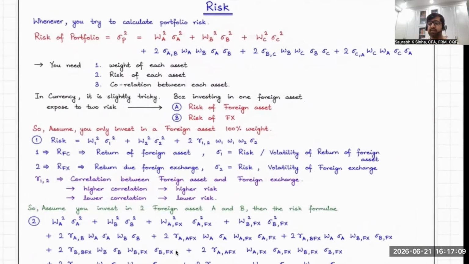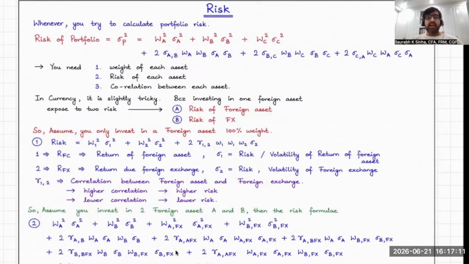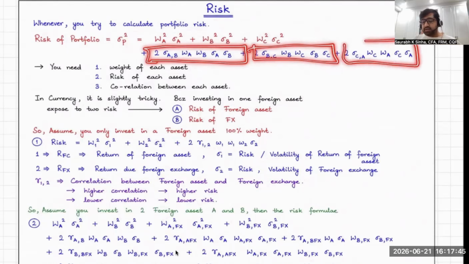Now let's deep dive into the risk of the portfolio if you're investing in multiple assets. The risk of the portfolio formula is not going to change. I'm just trying to put the light on some of the nuances that you will miss. Okay. So first of all, the risk of the portfolio is equal to WA square sigma A square, WB square sigma B square, WC square sigma C square, and then the correlation terms between A and B, B and C, A and C, which I have written here, right? These are the correlation terms.